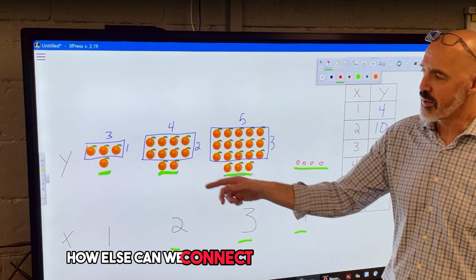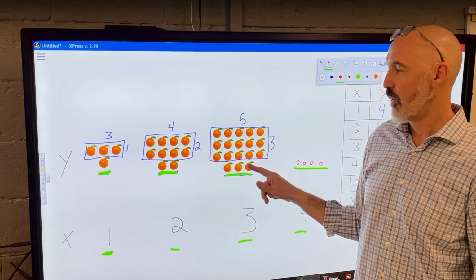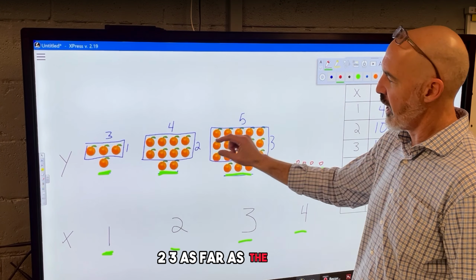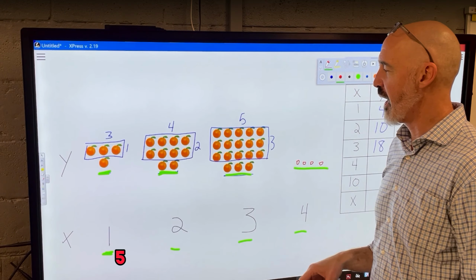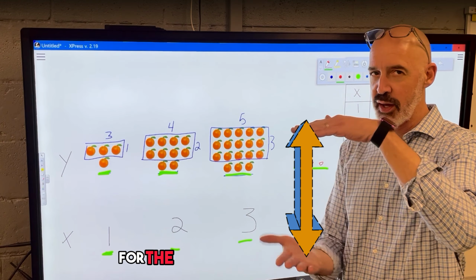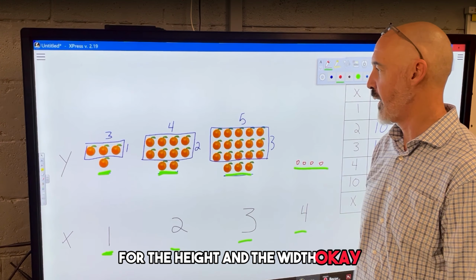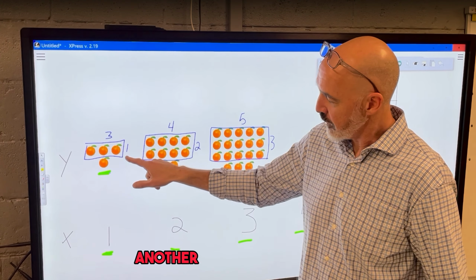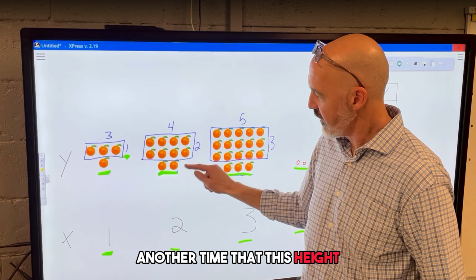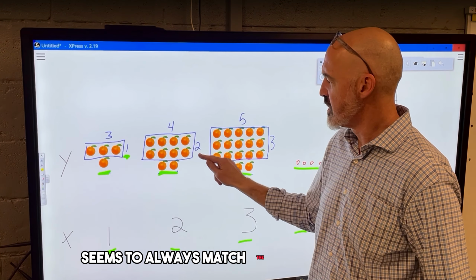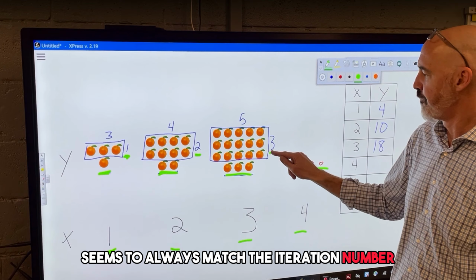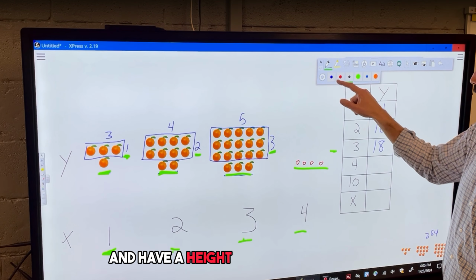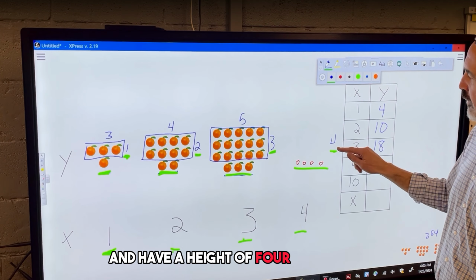Okay, now what else do we see? How else can we connect these growing rectangles? Well, I can see this goes 1, 2, 3 as far as the height, and then 3, 4, 5. So it's going up by 1 every time for the height and the width. I can also see again that this height seems to always match the iteration number. So I'm going to use that knowledge again and have a height of 4 right here.